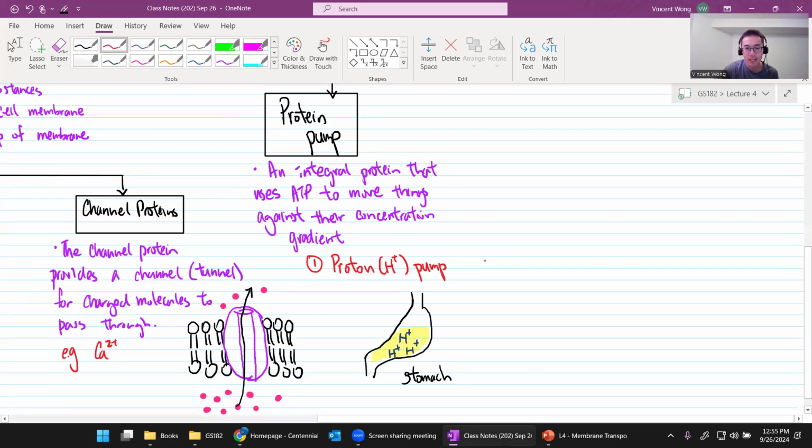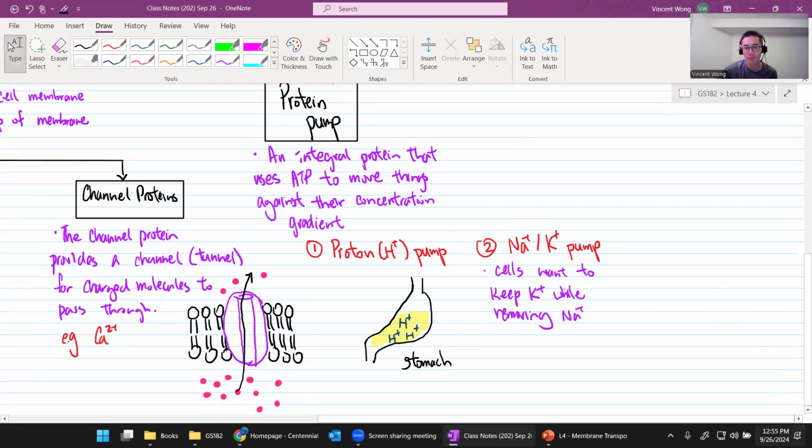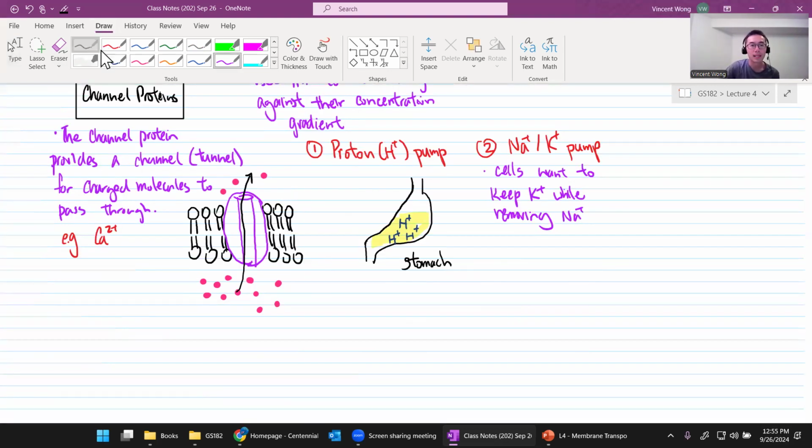Another example of this is something called the sodium potassium pump. We're going to learn more about this next semester, but for now, cells want to keep K plus while removing Na plus. Exactly why they want to do that, I'll tell you next semester. But let's see what happens.